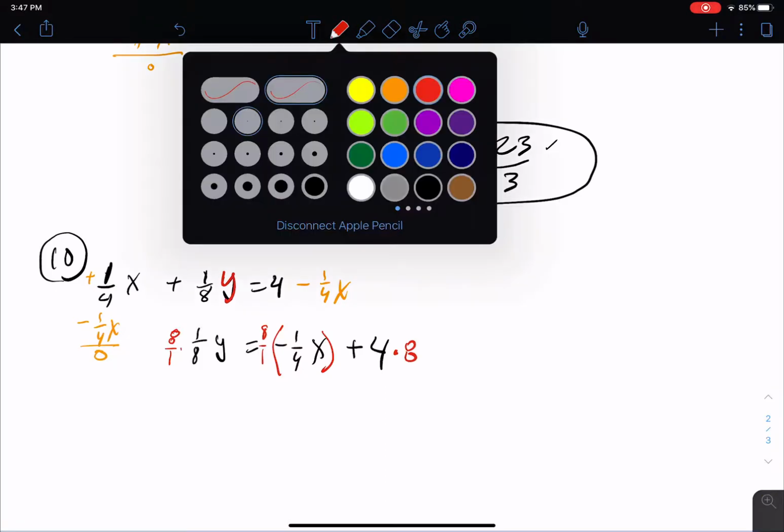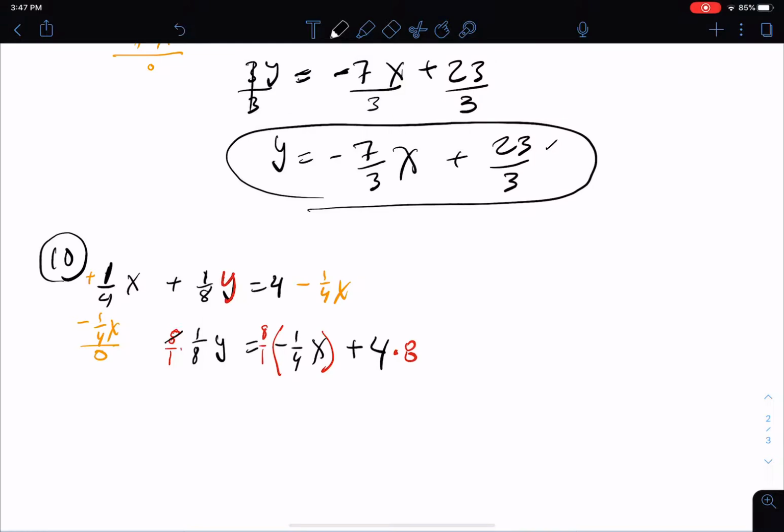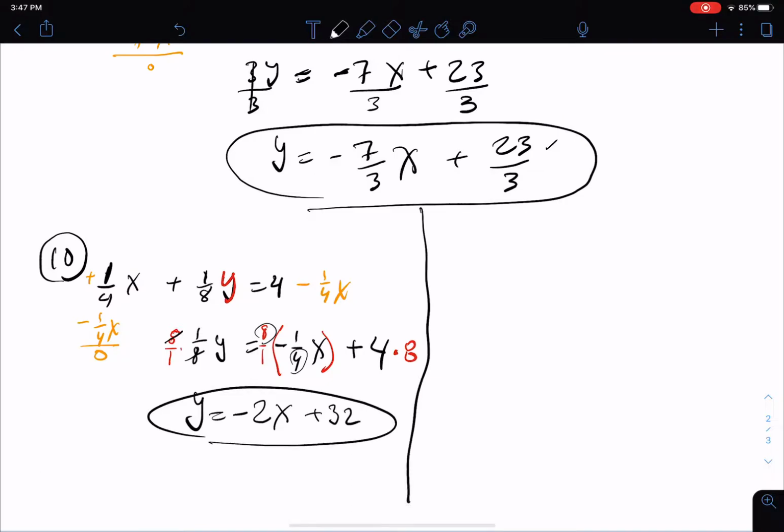By doing this, I'm going to have to simplify or reduce: 8 over 8 simplifies down to y. That's looking good. This is a negative times a positive, so that's going to be negative. And this is 8 divided by 4, which is negative 2x. And then we've got 4 times 8 is 32. So that's done.